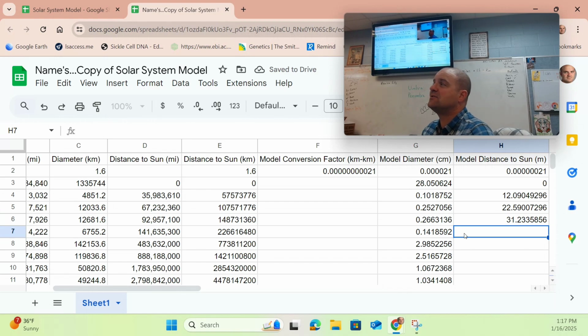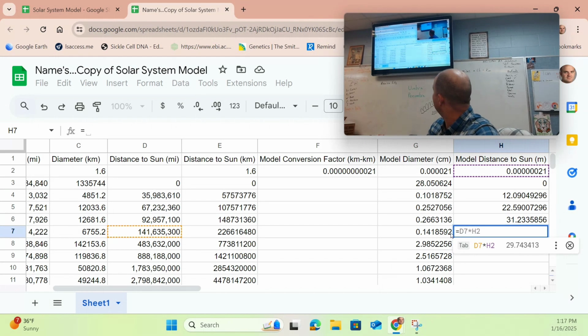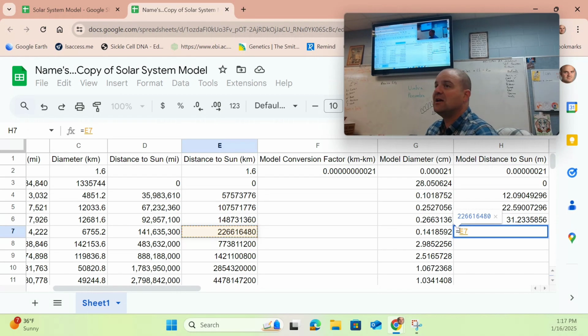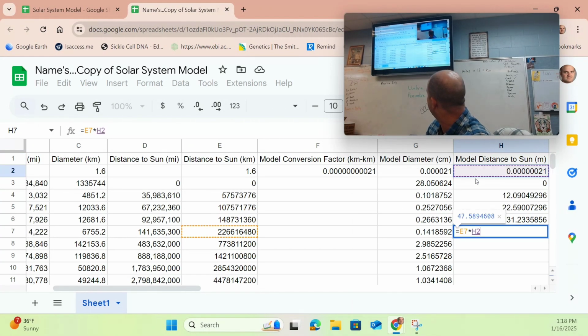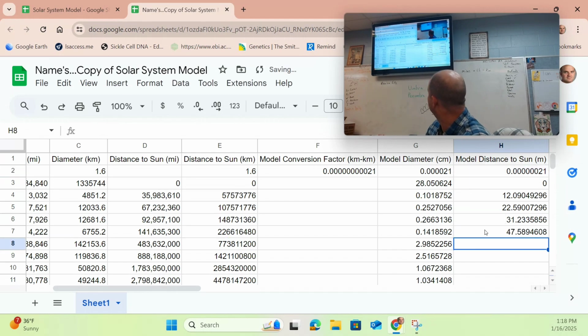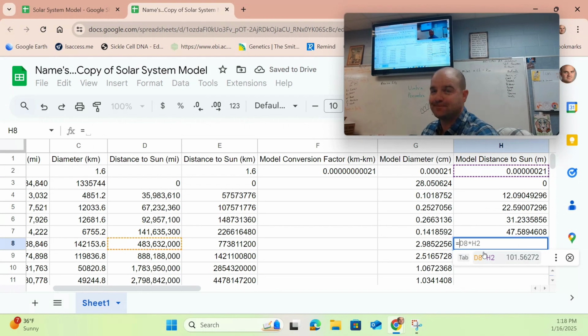For whatever reason, the computer grabbed the wrong one. So I'm going to say equals, and I need distance to sun in kilometers times our fancy conversion factor. Whoops, no. 31.23. There we go. I'm done. There we go. Y'all are finishing up?